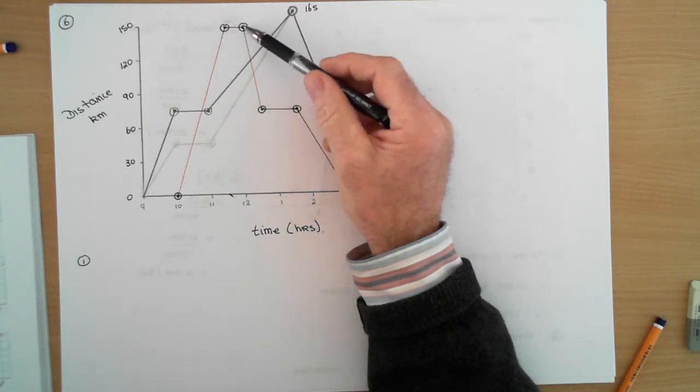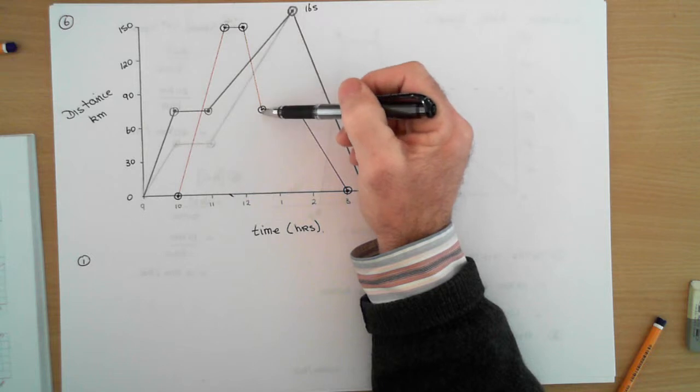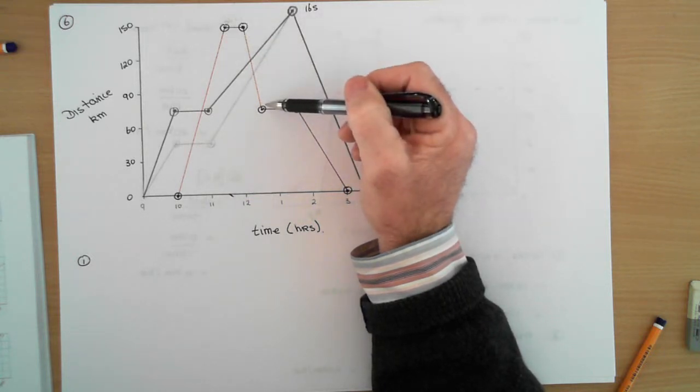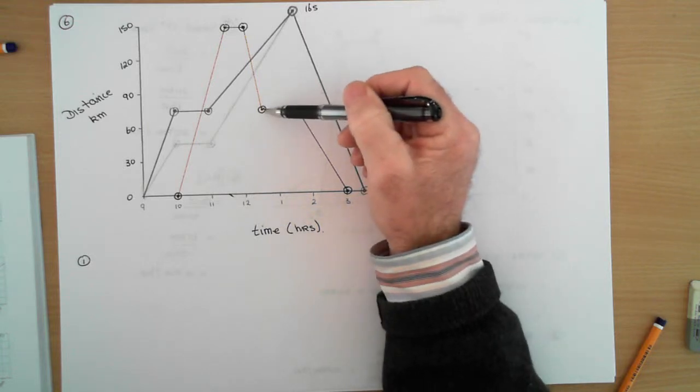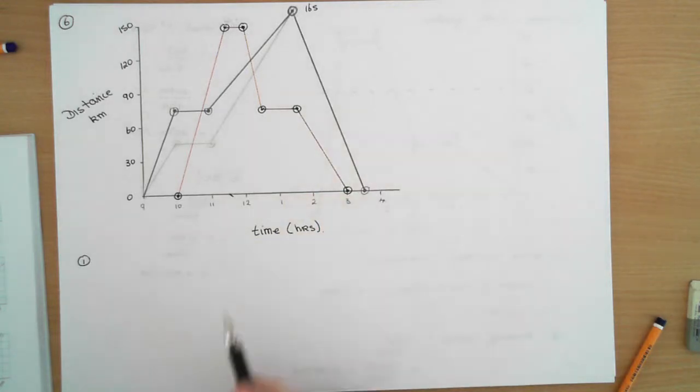Between 11:30 and 12 he rests. Between 12 and 1:30 he drives back how many kilometres? Well, he goes from 150 to 75. He goes 75 kilometres. Then between 12:30 and 1:30 he rests, and then he drives home.